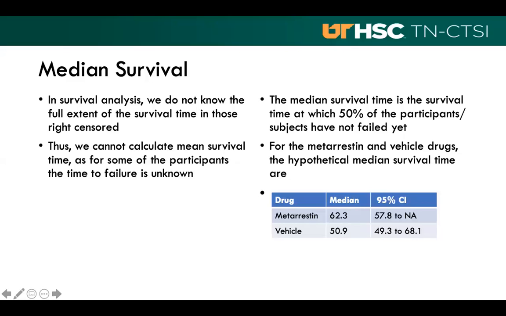And we have the 95% confidence interval. This median is a point estimate, and this is an interval within which the survival can be found if a larger sample size had been taken. It ranges from 57.8 to the upper limit, but the upper 95% confidence limit is undetectable. It cannot be determined due to the data. For the vehicle, the 95% confidence interval for median survival ranges between 49.3 and 68.1. So as you can see, the median is between these two values.